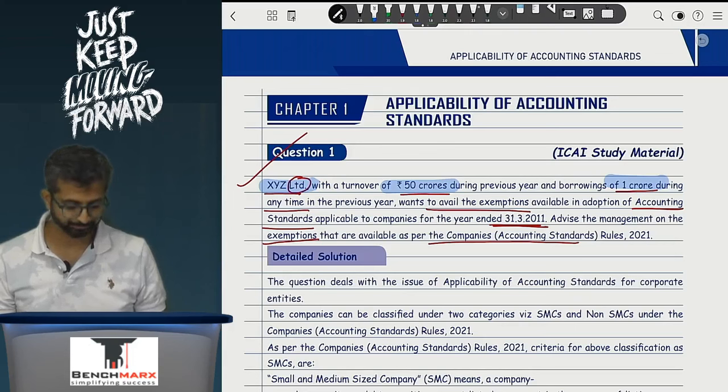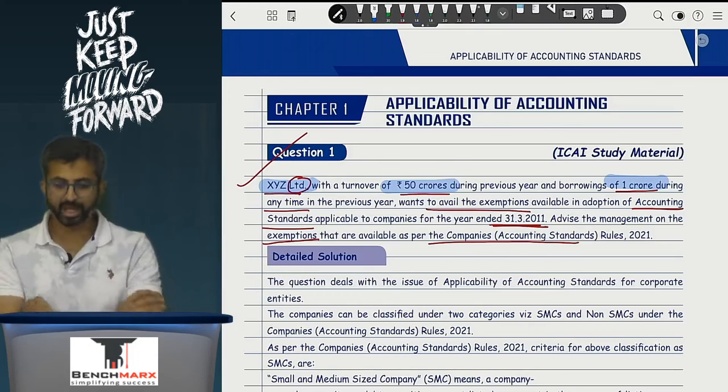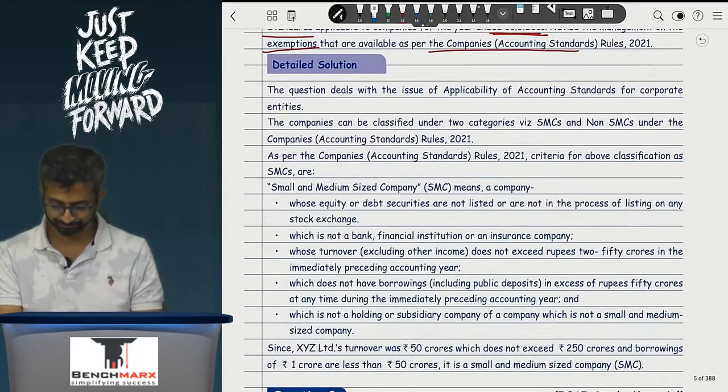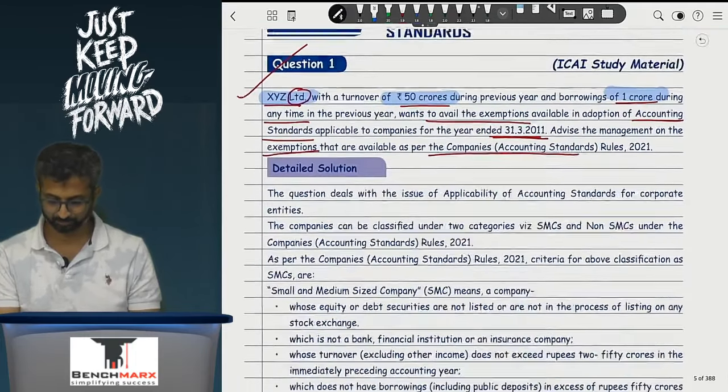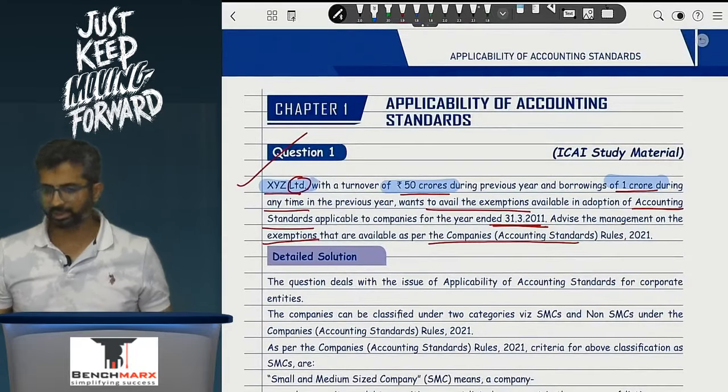and loans of 1 crore, which is less than 50 crores, and hence XYZ Limited is an SMC. Last paragraph.